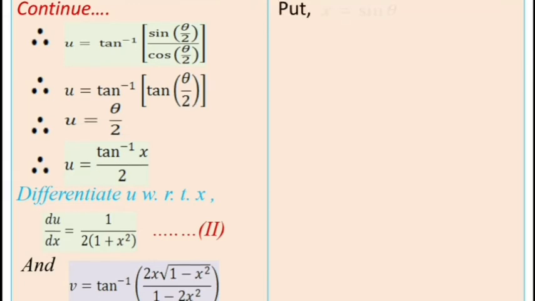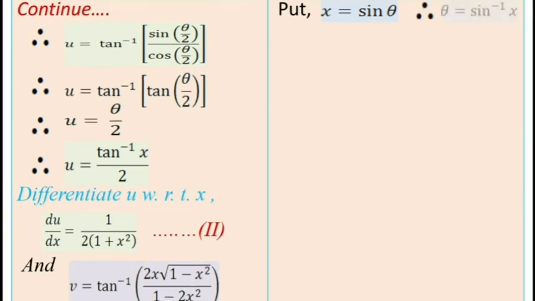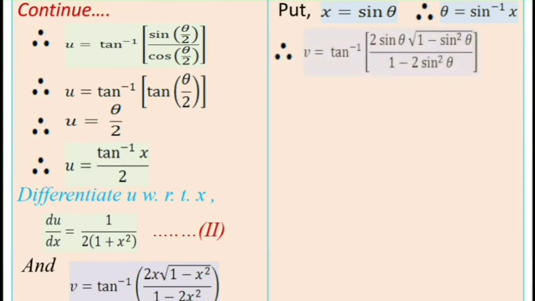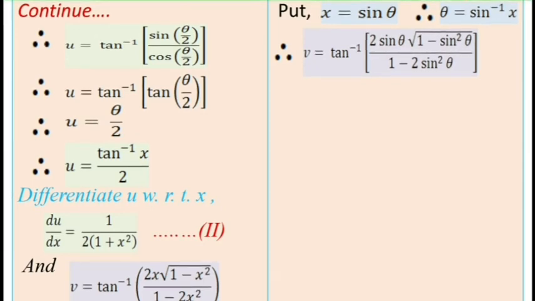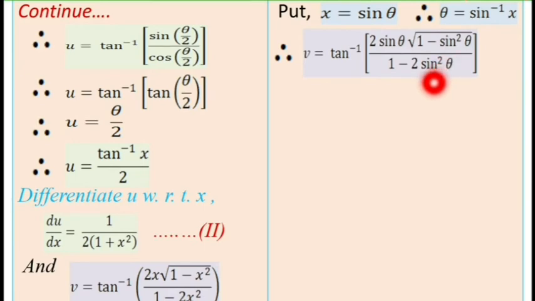Put x = sin θ here, and therefore we can get θ = sin⁻¹(x). Now substitute this value in the given equation. Then the equation becomes v = tan⁻¹(2 sin θ √(1 − sin²θ)/(1 − 2 sin²θ)). We only substitute the value x = sin θ.